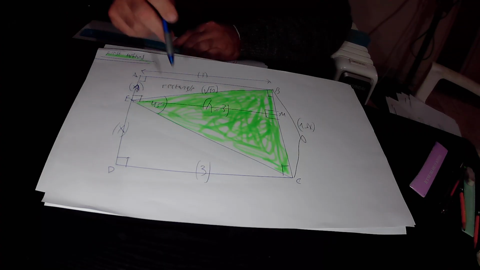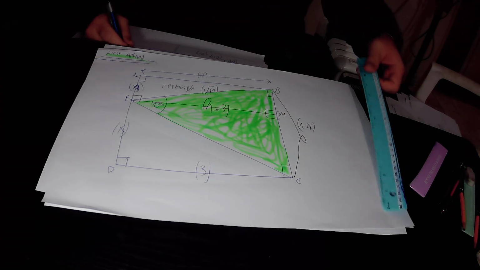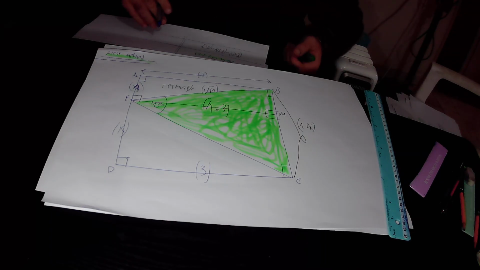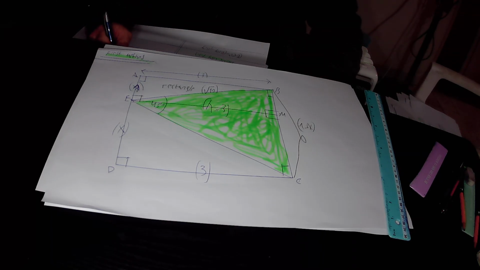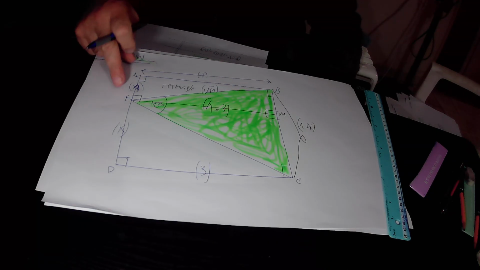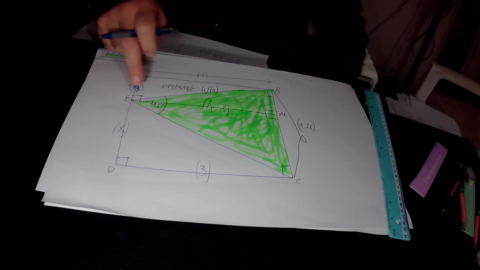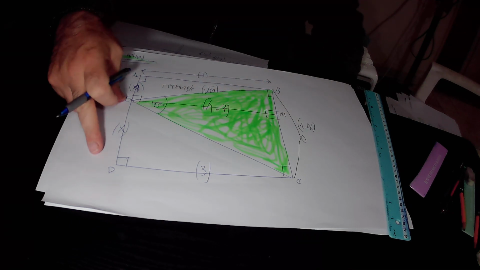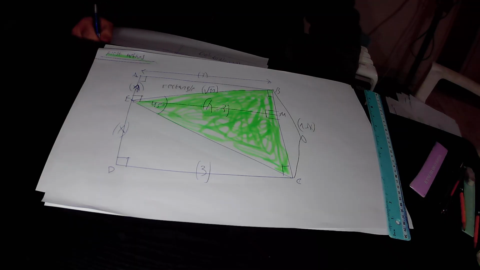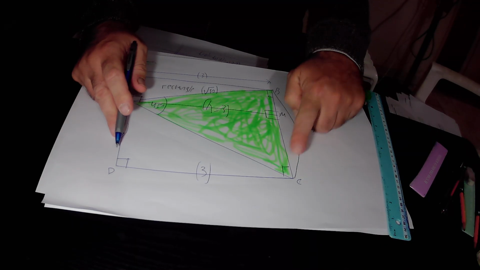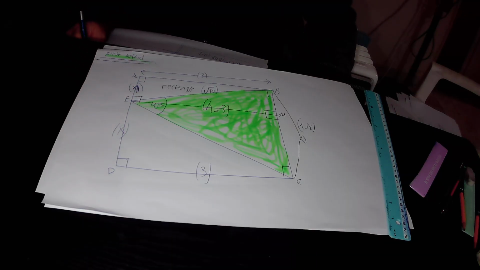EC is the missing hypotenuse, so EC squared equals ED squared plus DC squared. ED is x, therefore ED squared is x squared. DC is 3, therefore DC squared is 3 squared, this is 9.